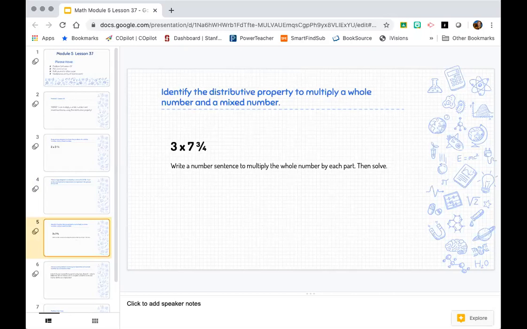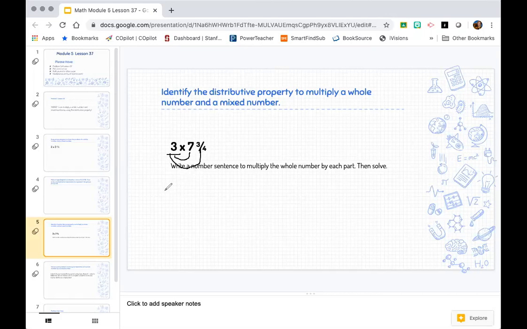Okay, so now it's saying identify the distributive property to multiply a whole number and a mixed number. Write a number sentence to multiply the whole number by each part, then solve. So if you guys could please copy down 3 times 7 3/4. I'm going to be taking away the tape diagram. We don't need that, okay? And instead we're gonna take 3 times 7 3/4 and jump to what Miss Corley just did, which was distributing our whole number to the whole number in the mixed number and then to the fraction in the mixed number, okay?